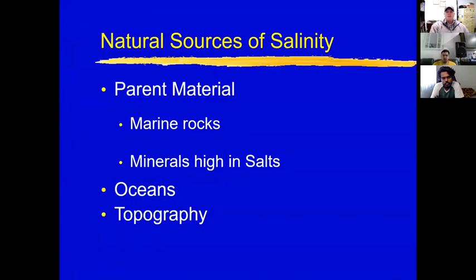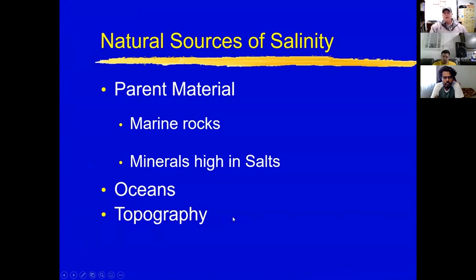Now, the sources could be a number of different things. Number one, and probably the biggest one, is parent material. If you've got something in close contact with marine-type rocks or minerals that are high in salts, those can be a source of salinity. Another one is oceans, and lastly, topography.